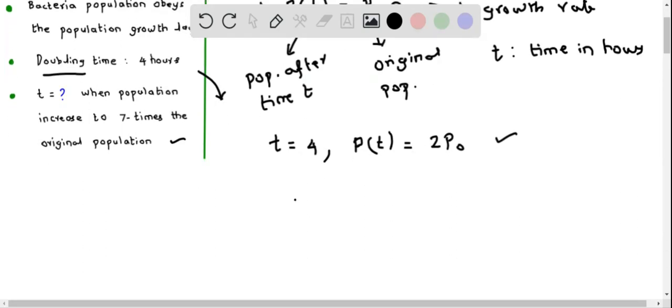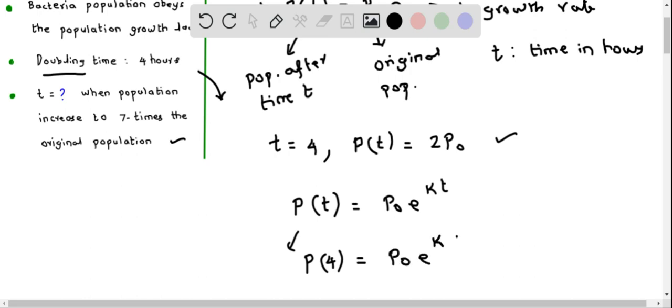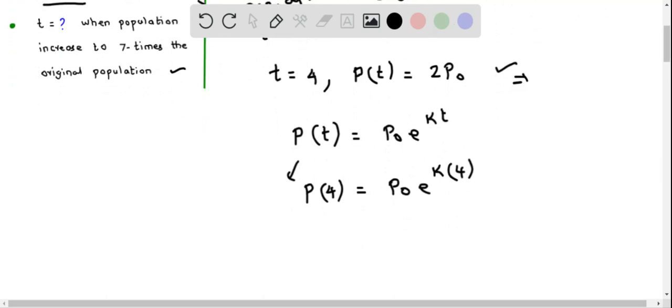So I'm going to do that. Let me copy the population model here. That is P of t equals P naught e raised to the power of kt. Now let's plug in t equal to 4 and P of t equals 2 P naught. When you plug in t equal to 4, this becomes P of 4, and this equals P naught e raised to the power of k times 4. So P of 4 will be 2 P naught.